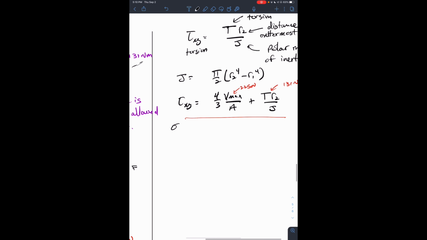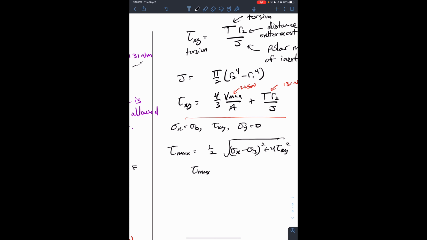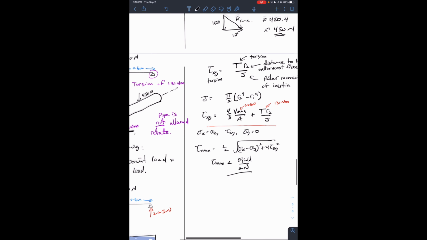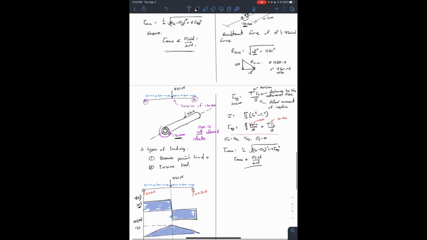So again, here we calculated sigma x, which is sigma bending. We have our tau xy. We know sigma y is equal to 0, we could get tau max. And then we ensure that tau max is less than sigma yield on 2n. So now we could go on to beam 4.